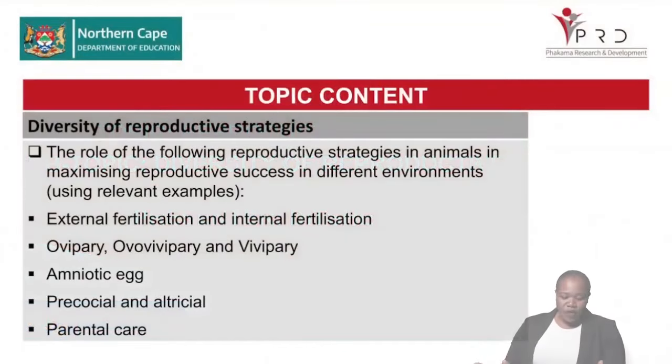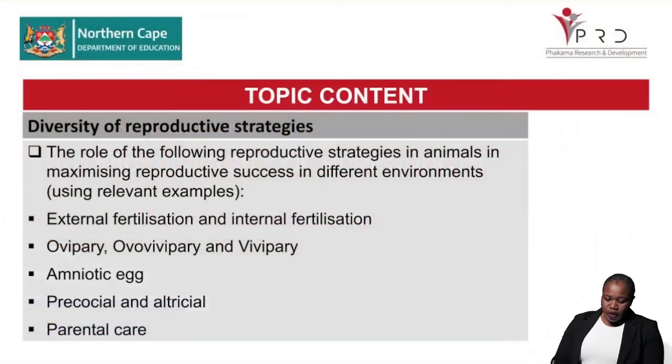So let's just have a look at the breakdown of what we will look at, and then we will get to our tips. So firstly, we will look at the roles of the reproductive strategies in animals, and mainly here, this is with the aim of maximizing reproductive success, making sure that young are born alive and then they survive after birth, and so on, right? So we will look at internal and external fertilization, ovipary, vivipary, ovovivipary, as we've said, amniotic egg.